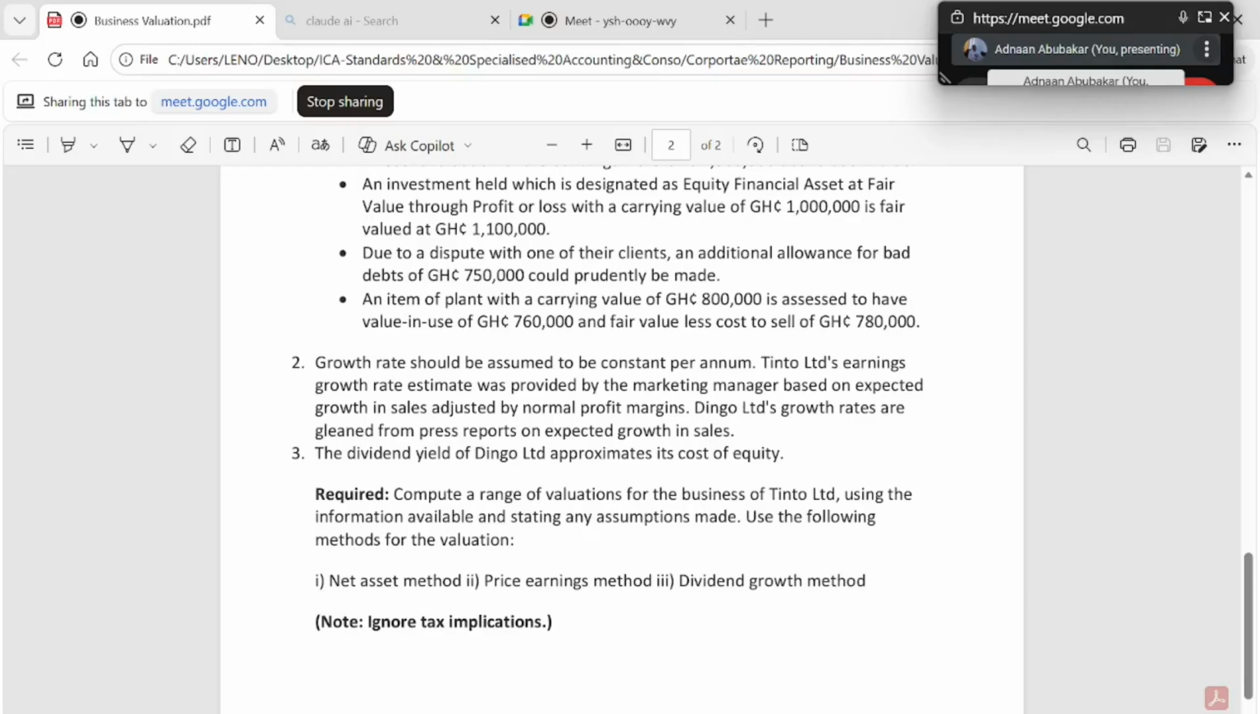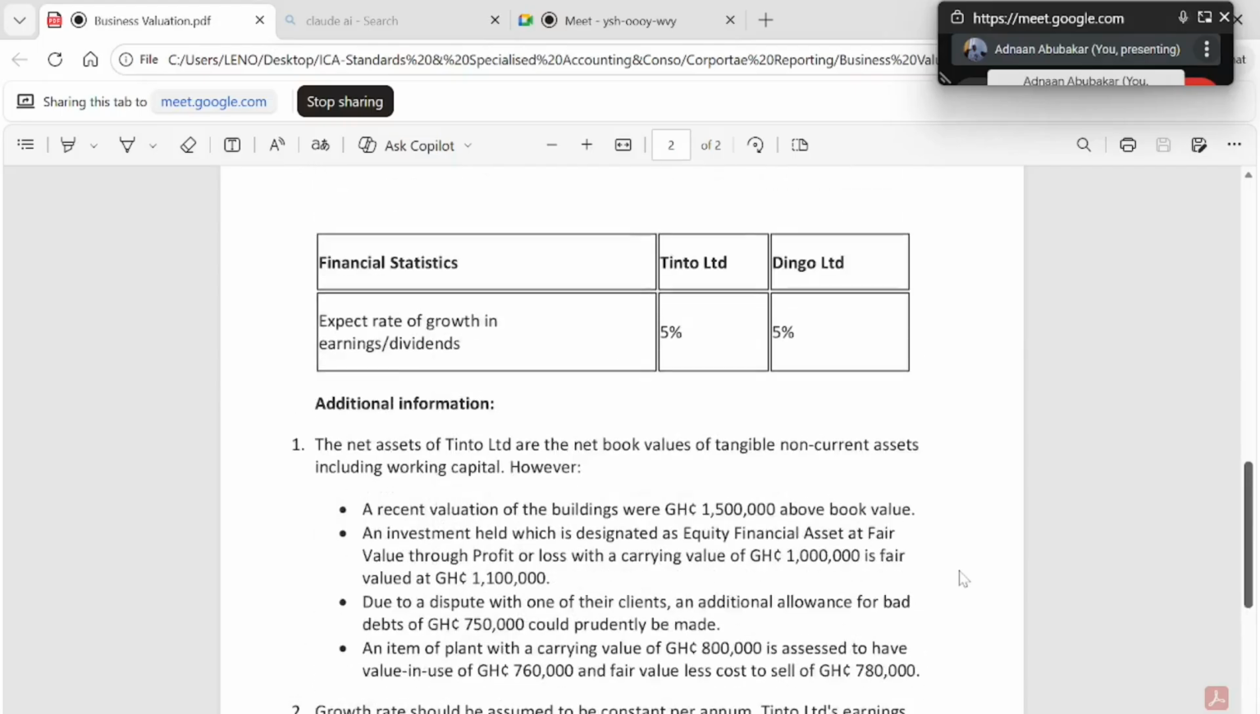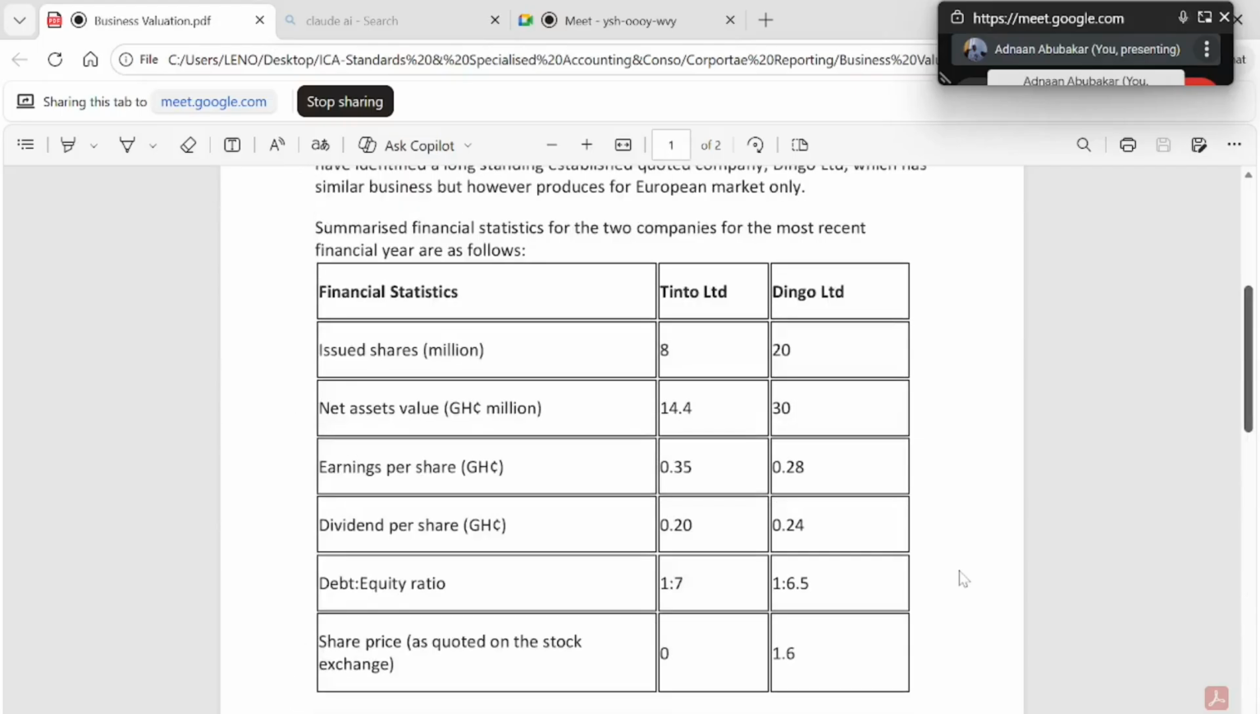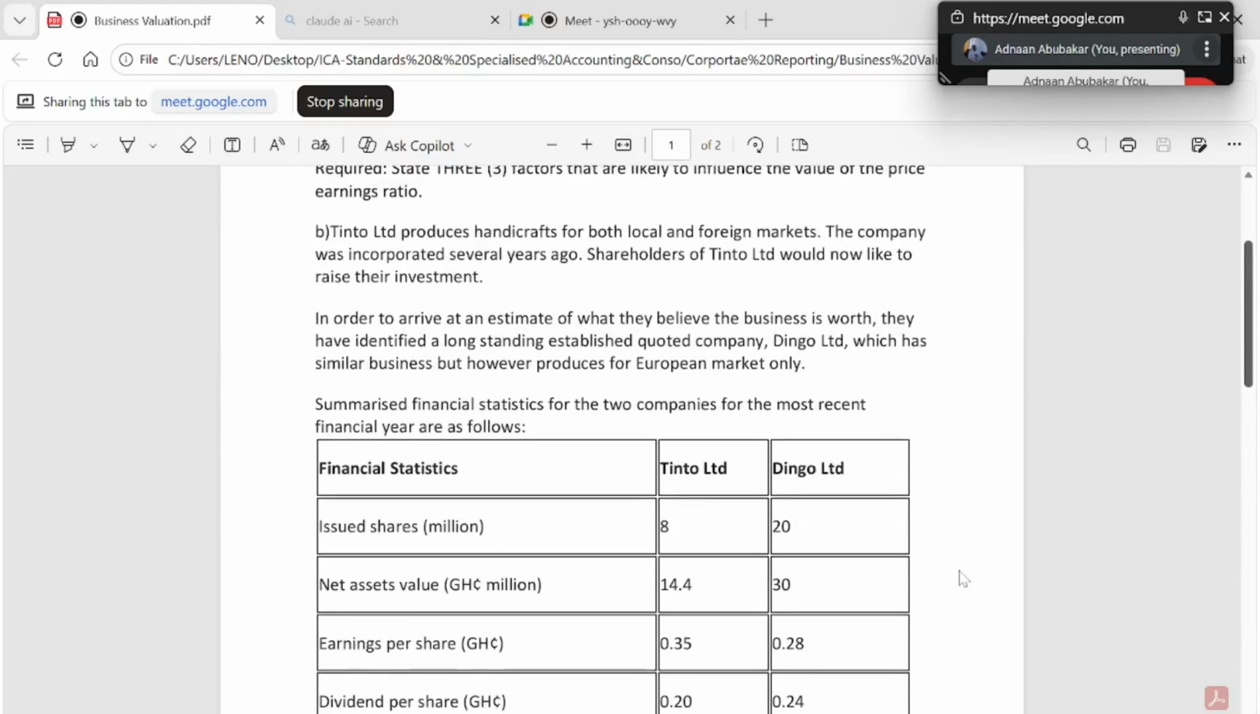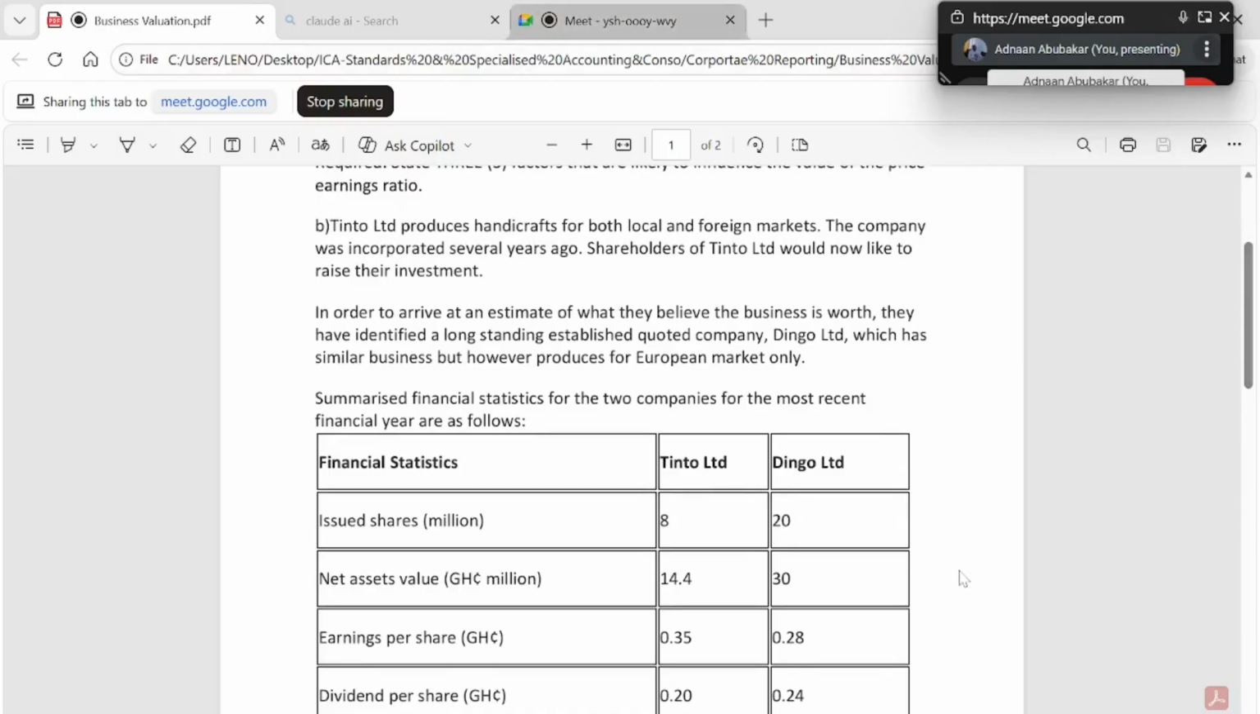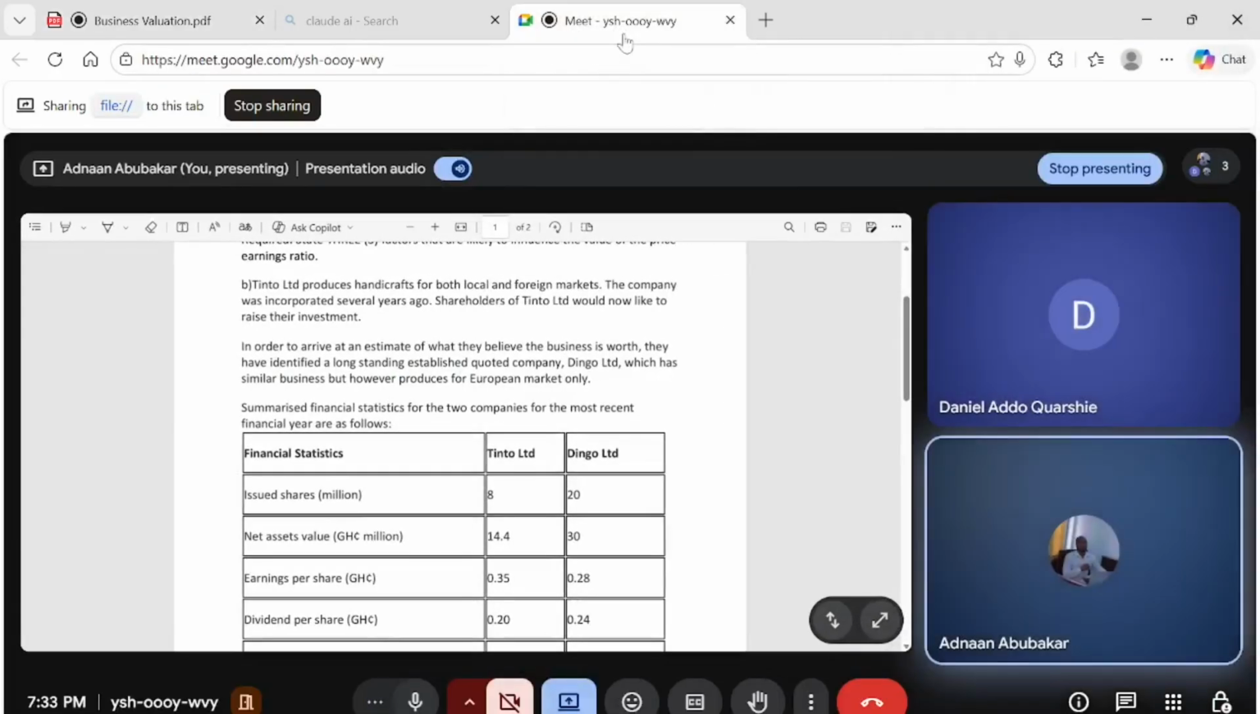Now, they want you to use the following methods to do the calculation: net asset method, price earning ratio method, and dividend growth method. All right. So, are we okay? Do you have the question? Yes, sir. Okay. So now let me go straight into the calculation.